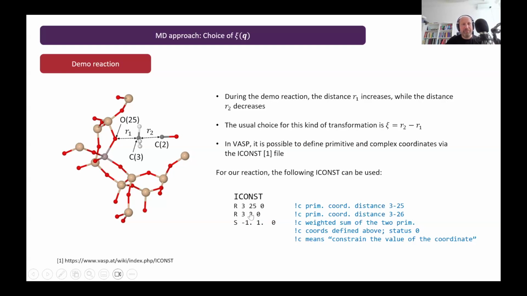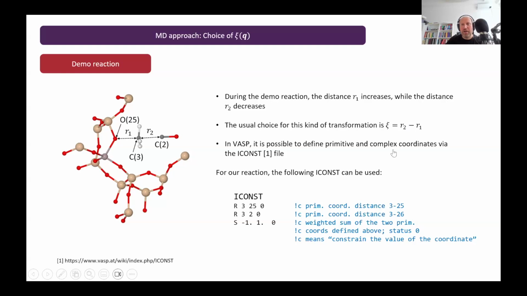So the second line defines the second primitive coordinate between atoms 3 and 2. And the final line is the complex coordinate, which now combines the 2 primitive coordinates defined above. Now, what kind of complex coordinates do we have? S means weighted sum. The 2 numbers that follow are the weights associated with the first and the second primitive coordinate. So the first coordinate is R1, its weight in the sum is -1.